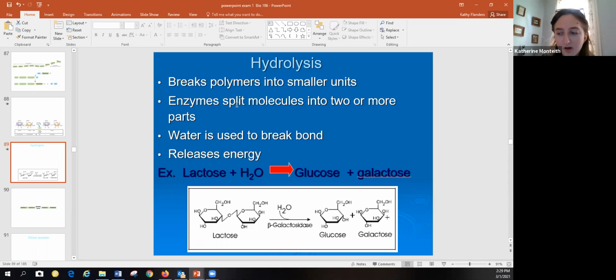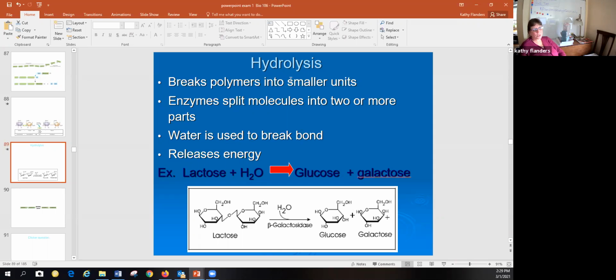So wait, why are we adding the molecule for hydrolysis? So that when you break these apart, they're complete monomers. You're adding back the molecules that you had taken away in order to connect them. Now you want them to be a complete glucose and galactose, so you've got to add back that water molecule.